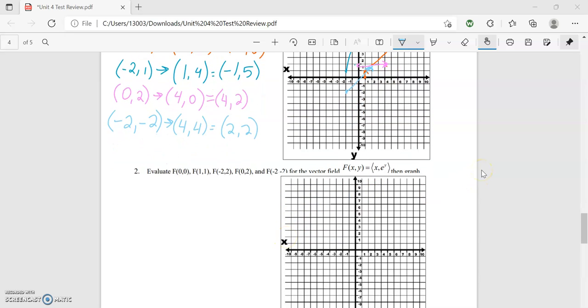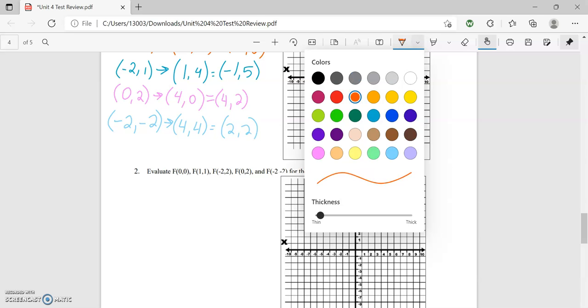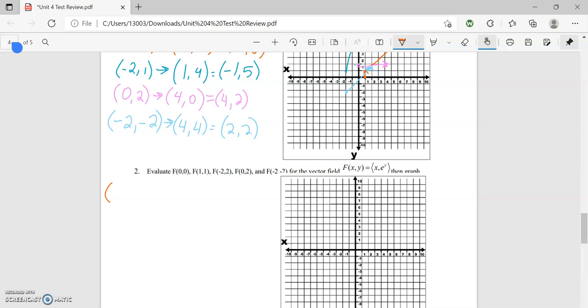Let's do 1, okay? So I'll start with our orange again. So we started at the point 0, 0, and we apply the vector form. So the x of the vector is still the x from the original, so that's still 0. The y component, you're going to take e to the y. Well, we haven't talked about exponential forms and taking the number e raised to 0, but anything raised to the 0 is just 1, right? So 0, 1 is the vector.